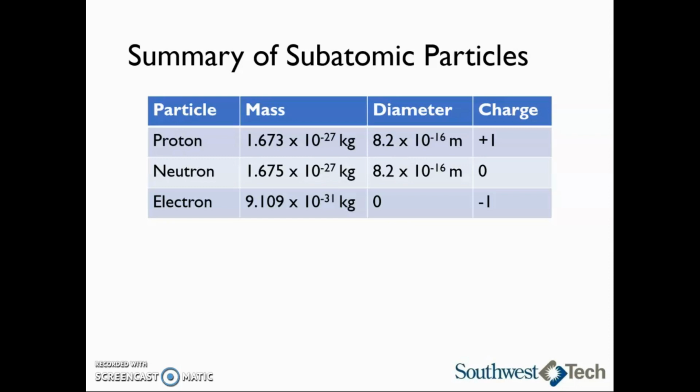A neutron has roughly the same mass and diameter as a proton. The neutron does not have a charge. It has a neutral charge, or 0, like its name suggests. An electron is much smaller than the proton and neutron. Electrons have a mass of 9.109 × 10⁻³¹ kilograms. Because electrons don't have any kind of internal structure, you can think of their diameter as 0. They exist as a point charge, and electrons have a charge of -1.